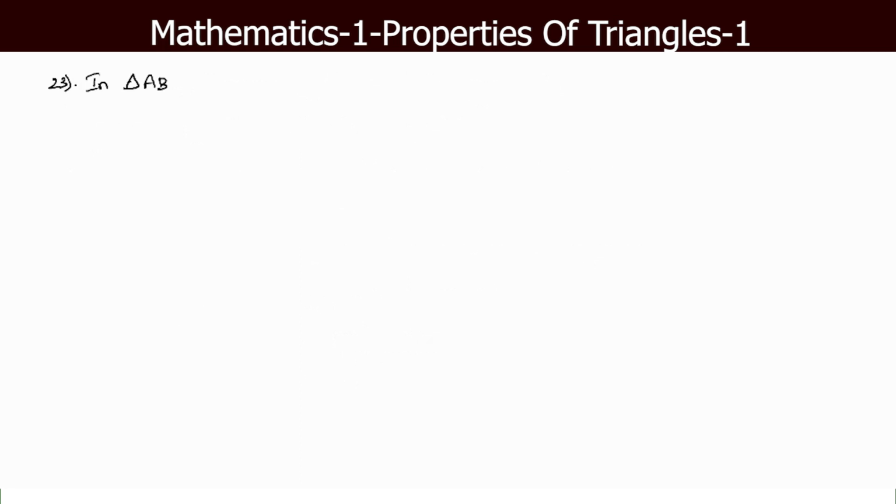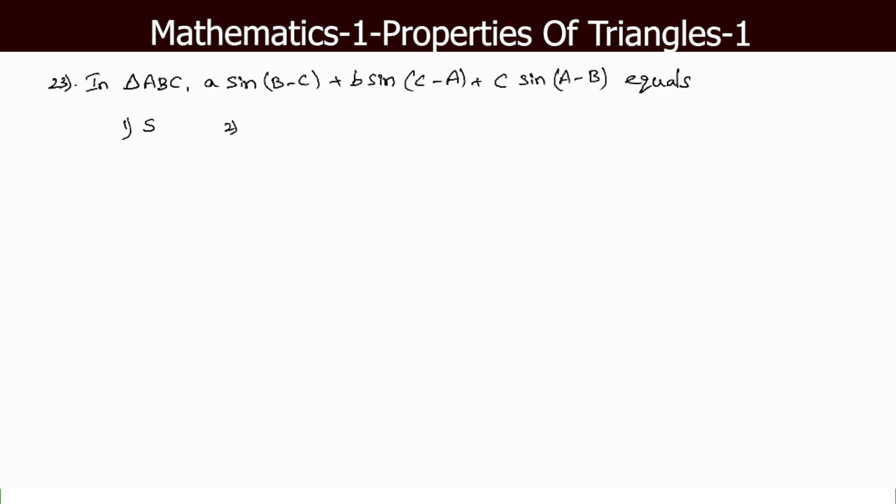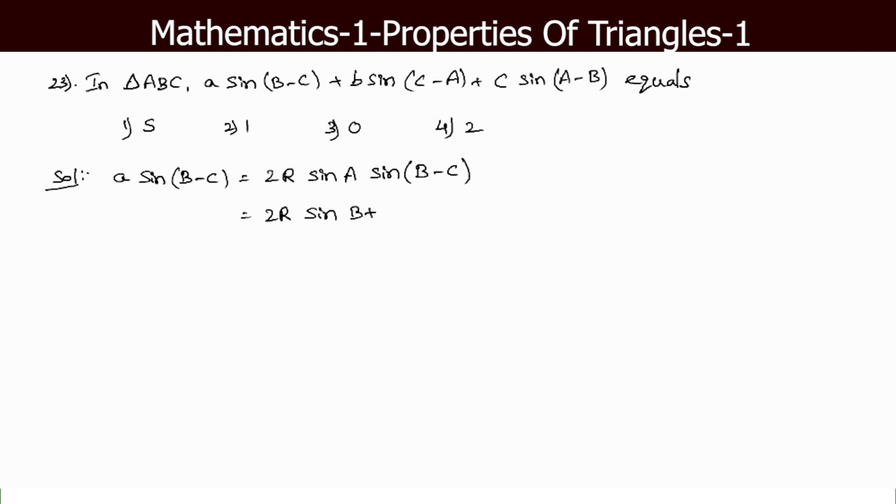Next, 23. In triangle ABC, a sin(b minus c) plus b sin(c minus a) plus c sin(a minus b) is equal to: option 1, 1; 2, 1; 3, 0; 4, 2. Now, a sin(b minus c) is equal to 2r sin a into sin(b minus c). So, that is 2r sin(b plus c) into sin(b minus c). So, that is 2r into (sin square b minus sin square c).